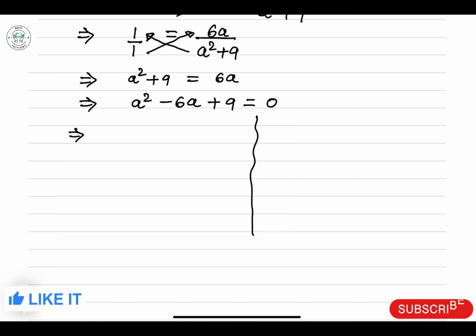So what I can write, this one I can write a square, this 9 I can write 3 square. Okay, so now this is minus, I'm going to write minus 2. Okay, 2 into first a is a and b is 3. If I multiply this, 2 into a into 3, I'll get minus 6a. So I have written the factors of these three terms, which is a square minus 2 into a into 3 plus 3 square, which is equals to 0.